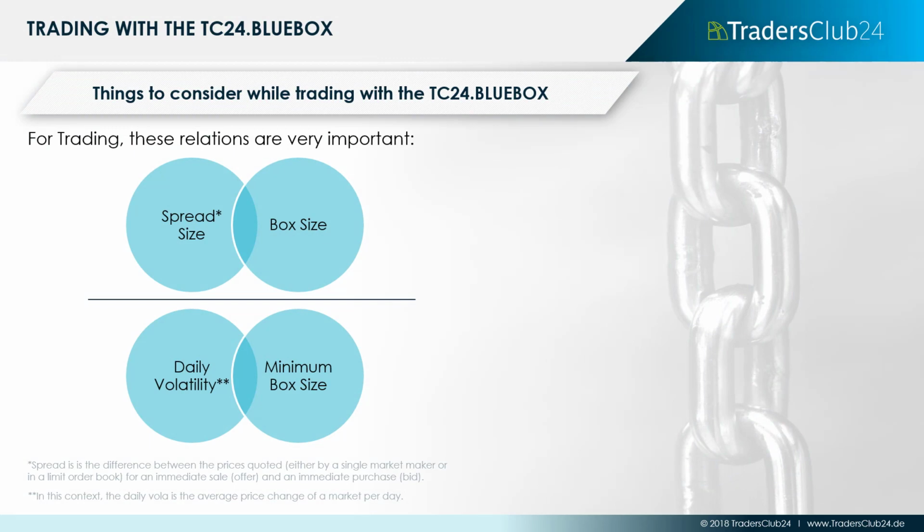So if you are trading with a BlueBox, it's designed for big indices like the DAX, FTSE, Dow Jones, also for any major currency pairs. You've got to be careful if you're trading minors or exotics or even some commodities which are not very volatile, where there's not a lot of volume. So you need to consider the spread size, it needs to fit the box size, and also we consider the daily volatility for a minimum box size.